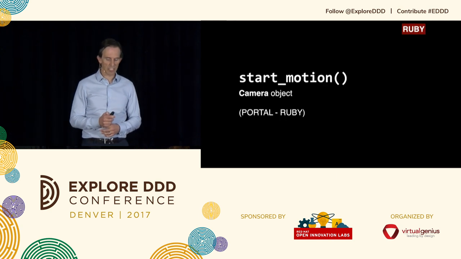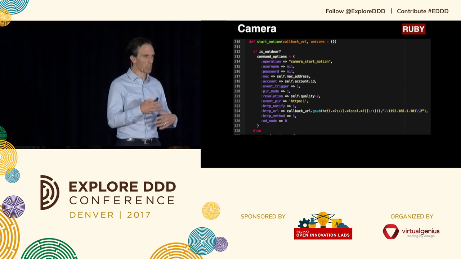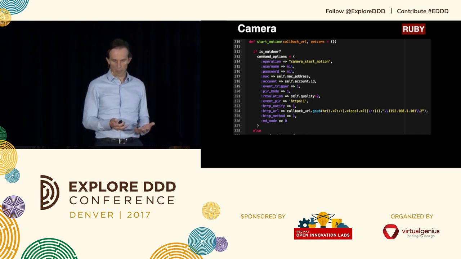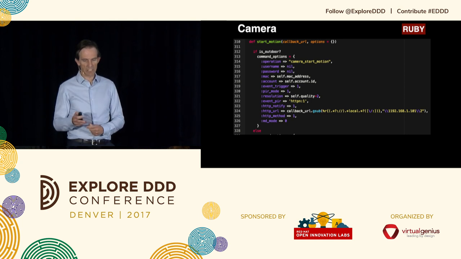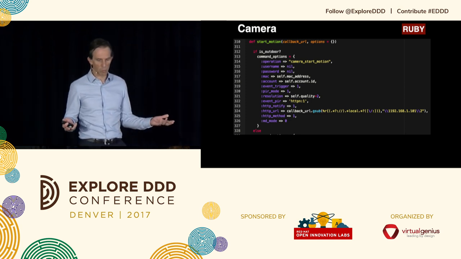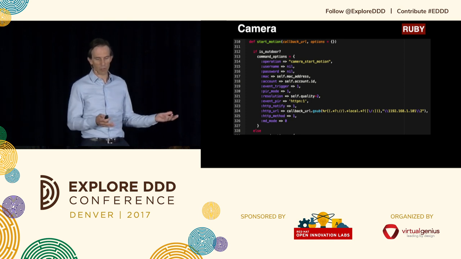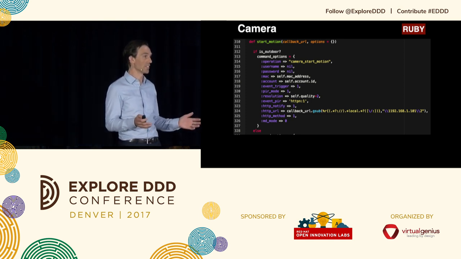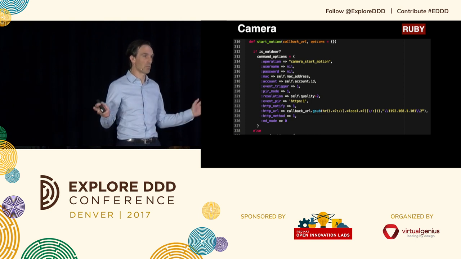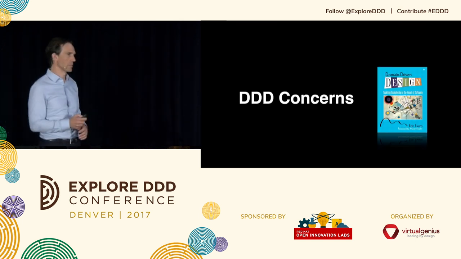On the Ruby side, start motion, the equivalent kind of thing there. So we've got this type of thing. Is it outdoor? Then we set up all these command options. Apparently, somebody at some point had decided that they should put test code in production. So there's a local URL there for the HTTP URL. And then we've got things like event trigger one. What does that mean? PIR mode one. Self.quality plus two. Two must be really important, right? Three's bad, four's right out of the question. And then we've got more, right? So who knows what any of this means?